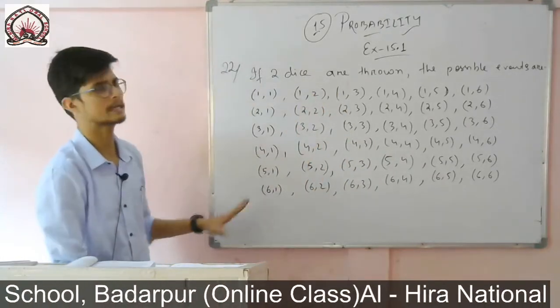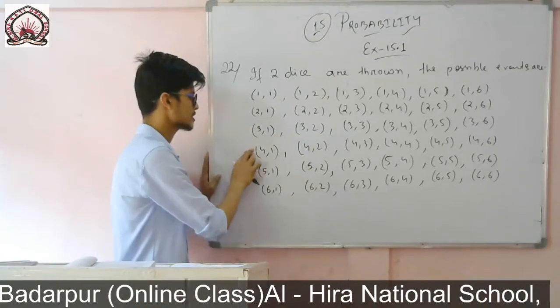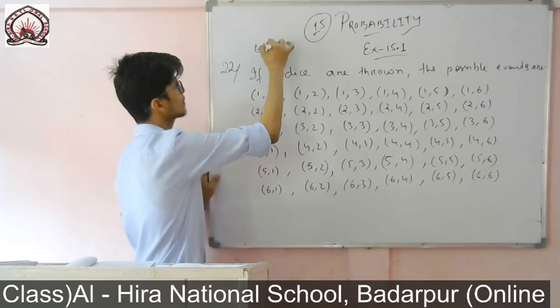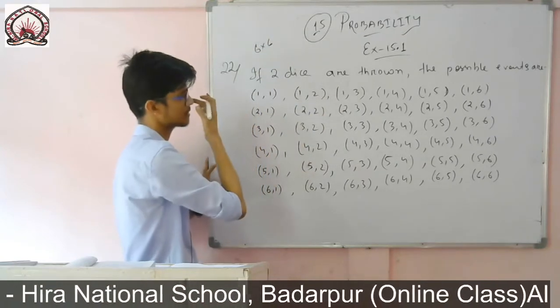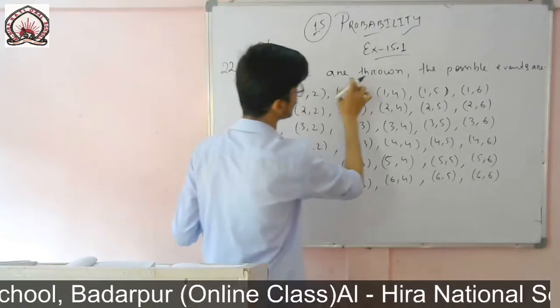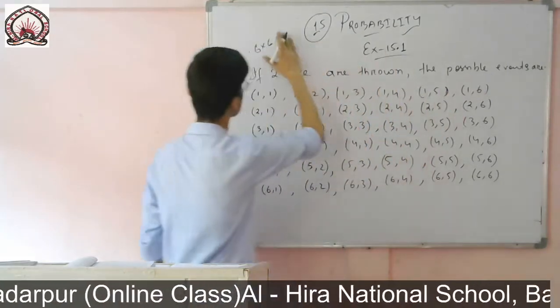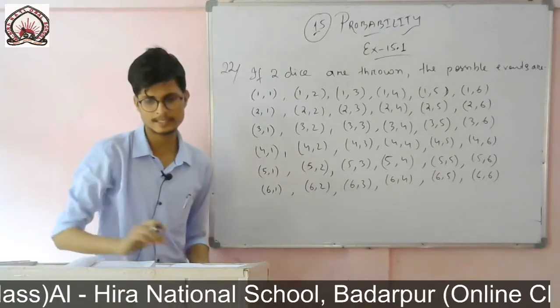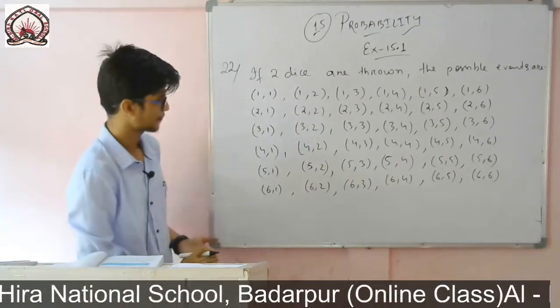If you count, you will get 36. 6 into 6, it is 36. Directly you can calculate, or if you count also you will get 36. You see the row 1 2 3 4 5 6 into 1 2 3 4 5 6, 6 into 6 is 36. So total possible outcomes will be 36 in each and every case.